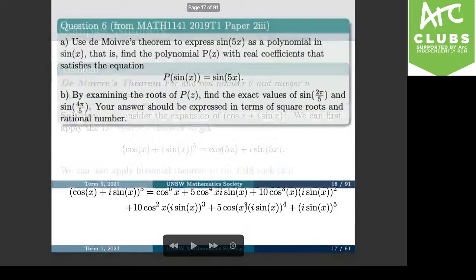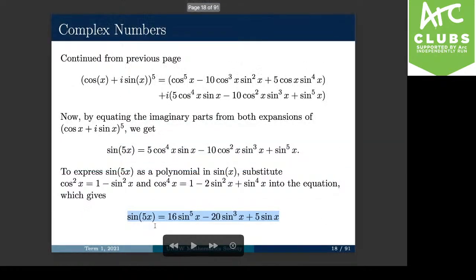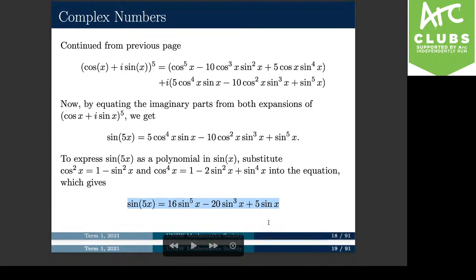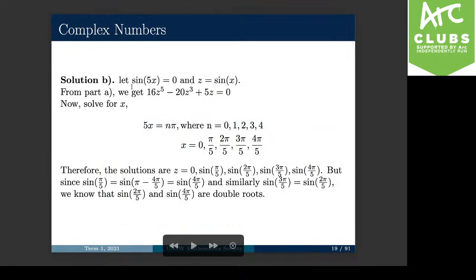So for part B, when we're trying to find the exact values of sine 2 pi over 5 and sine 4 pi over 5, we know we have to do something with this result that we found in part A to express sine 2 pi over 5 and sine 4 pi over 5, as they seem to be like roots if we convert this into some kind of polynomial. So then I noticed that if we let sine 5x equals 0 and z equals sine x, we can actually get a polynomial here.